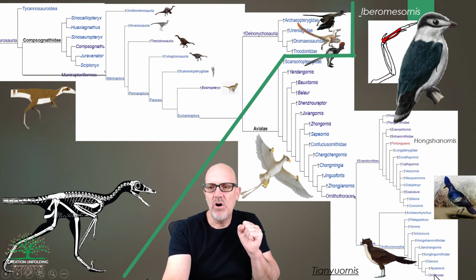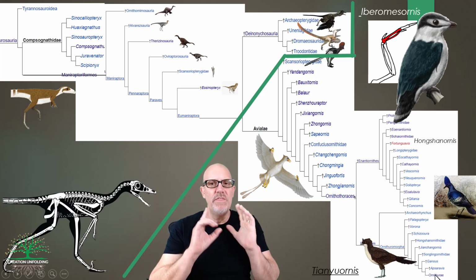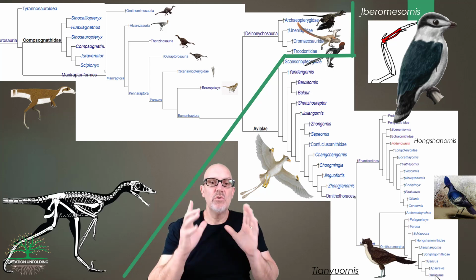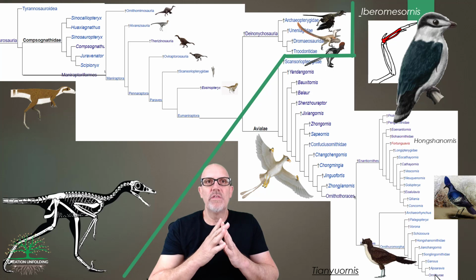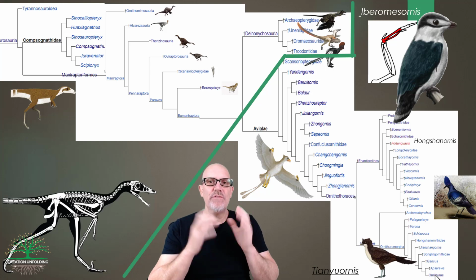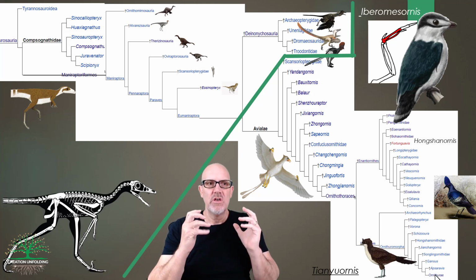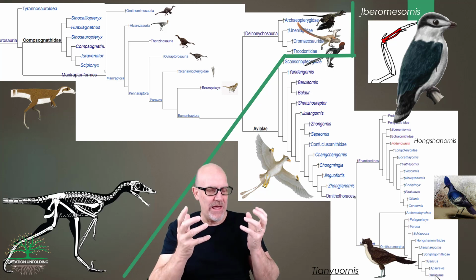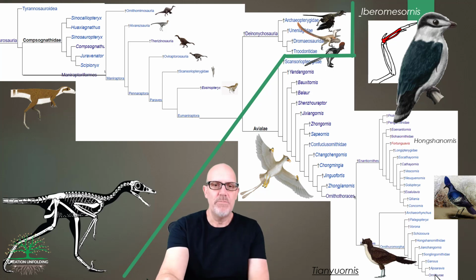If we clicked on this group, then we would open up another set of Russian nesting dolls, and we would end up with two groups called Neognathae and Palaeognathae, and it's in those two groups that we find modern birds. All modern birds come from these two groups called Palaeognathae and Neognathae. So keep that in mind.